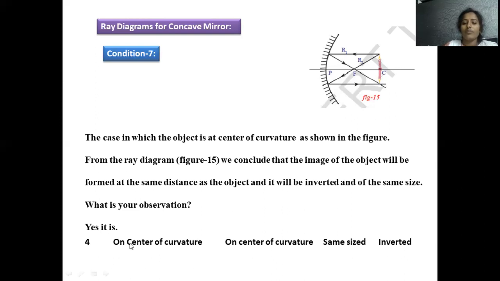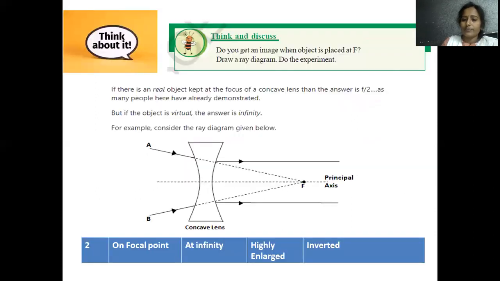This is the inference drawn from the laboratory experiment discussed in the previous series, where we place the object at the center of curvature. The image is also formed at the center of curvature. The size of the image will be exactly the same as the object we placed, and it will be inverted in nature. It is not erect; rather, an inverted type of image is formed. Right. So this is another question, think and discuss. It is a kind of critical thinking question.